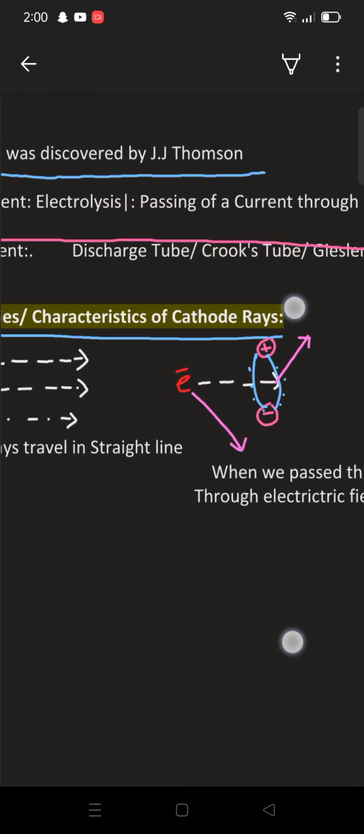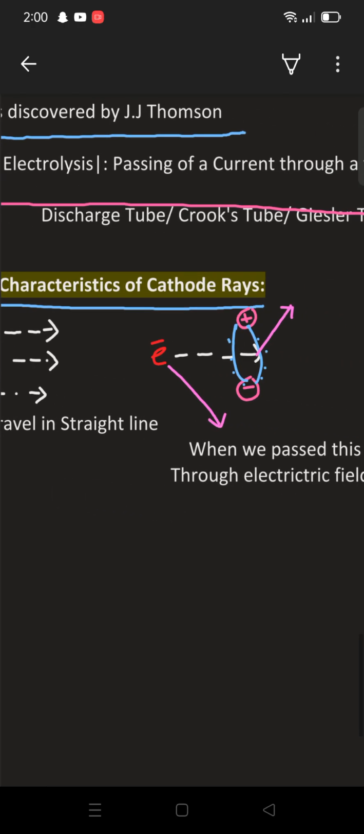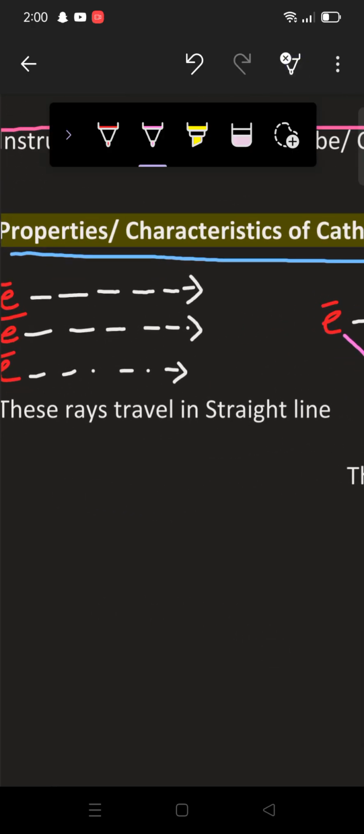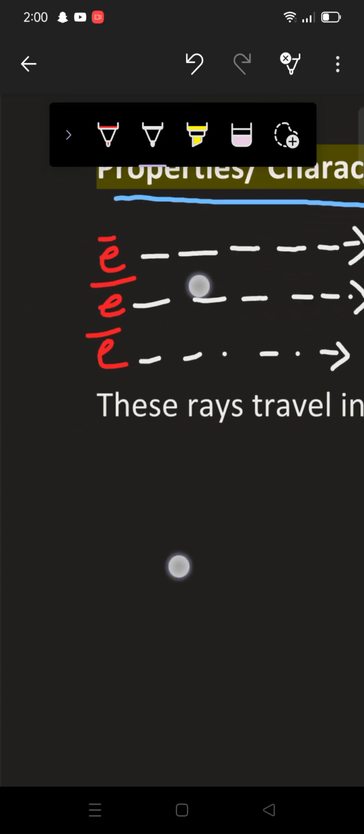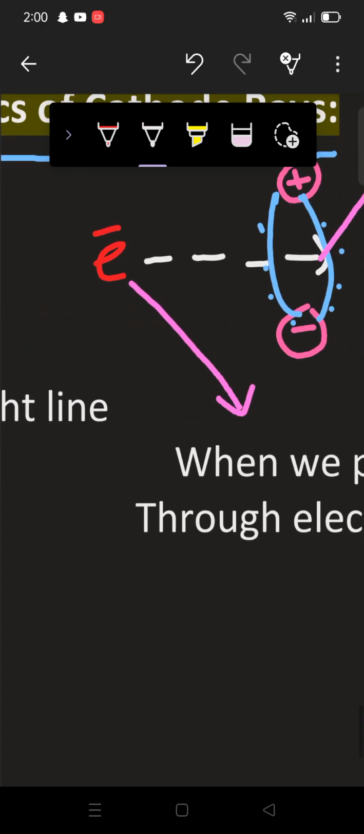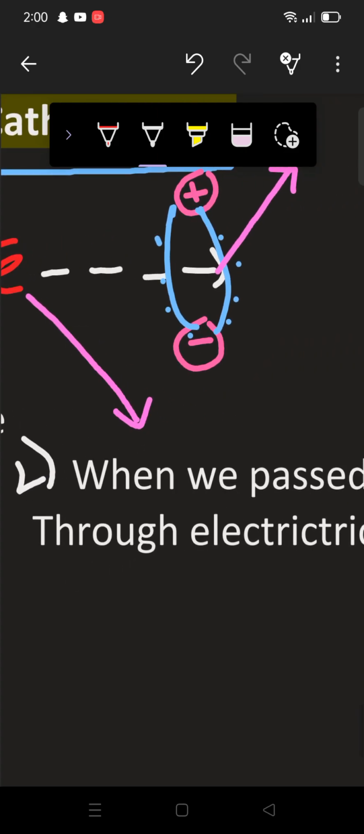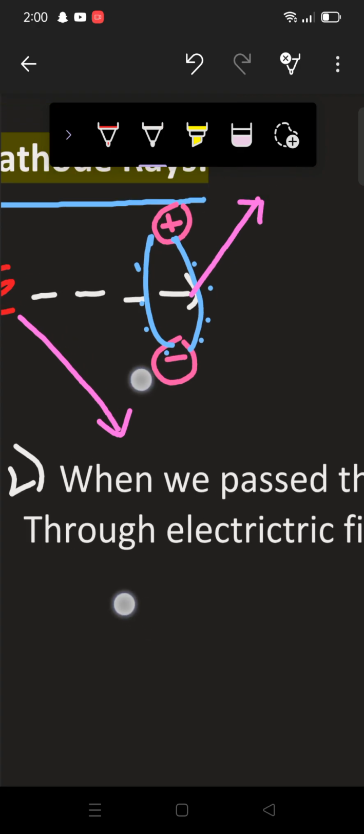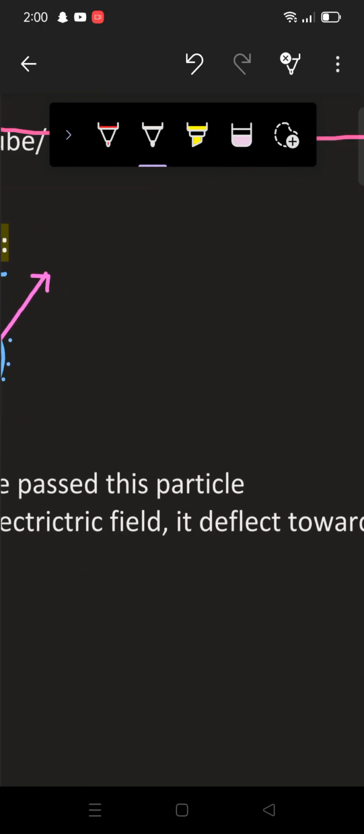So now we have identified how they travel. They travel in a straight line. Second property, wait, let me give the numbers too. This was our first property. This was our second property. When we pass this particle through the electric field, they deflect towards the positive charge, which means they have a negative charge and they are attracted towards the positive charge.